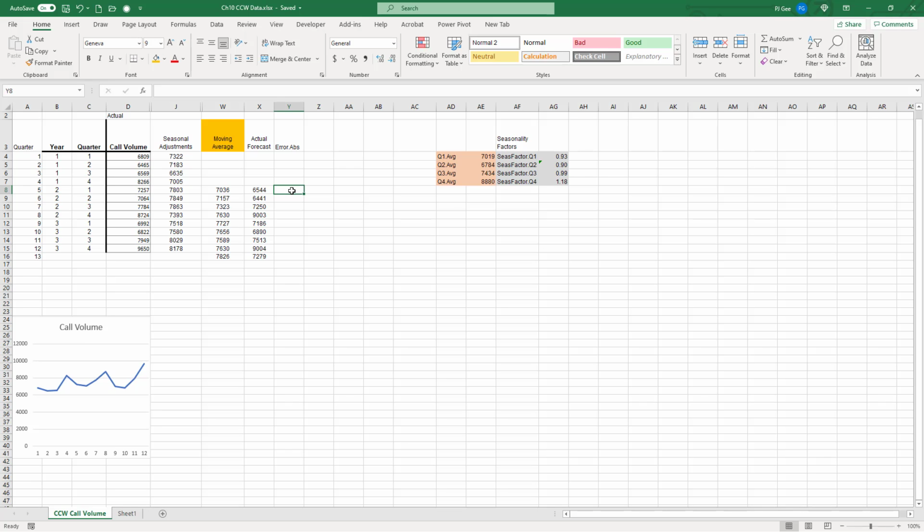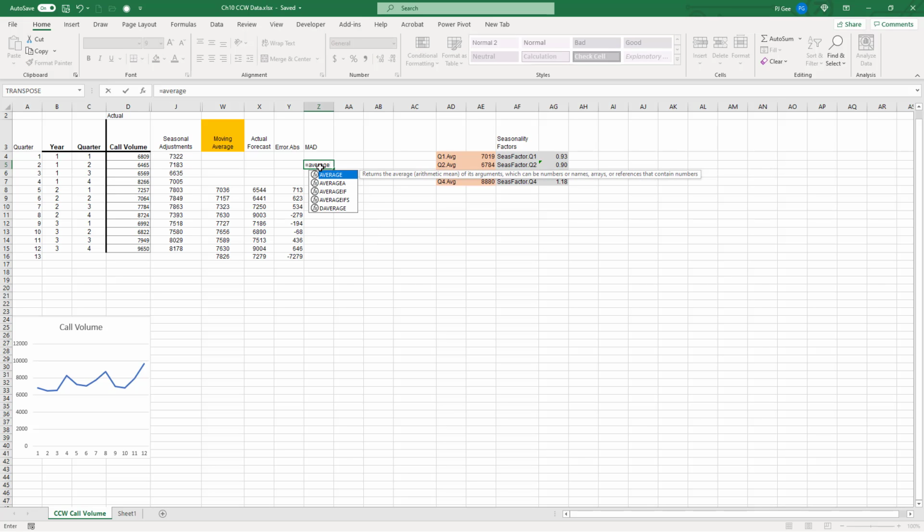So the error, the absolute error for MAD is going to be equal to the actual that we got minus our forecast, 713. Okay, we can bring that right down. MAD we can do fairly easily, so it's a mean absolute deviation. Tuck it right there. It's going to be the average. I'm going to have to go back and fix this. The average of these.